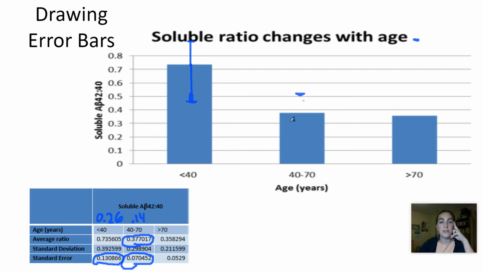Sorry, I can't draw real straight lines. And it's also going to go down by 0.14. So 0.37 or 0.38 minus 0.14 is going to be about 0.24, right about there. So our error bar goes up 2 times the standard error and down 2 times the standard error.